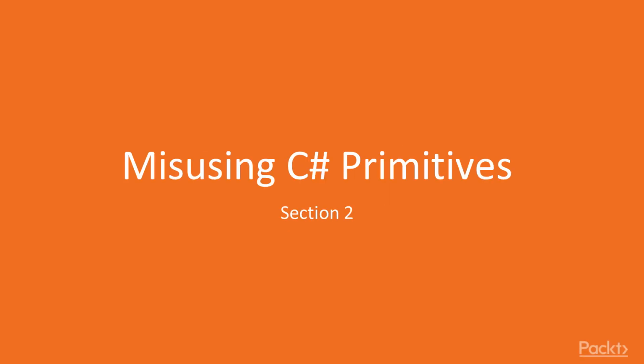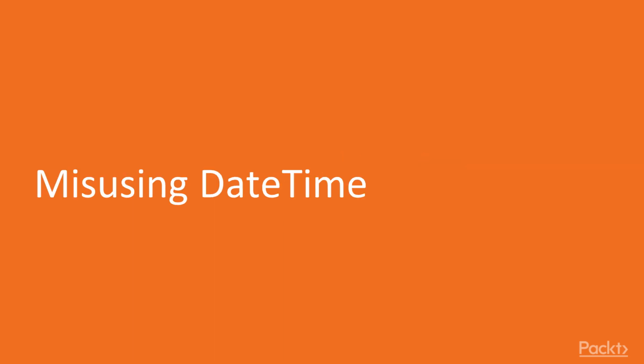Section 2. Misusing C# primitives. In C#, we have a lot of primitive types like integer, long, string, boolean, char, and they are perhaps one of the most commonly used types. In this section, we will look at common mistakes with C# primitives.